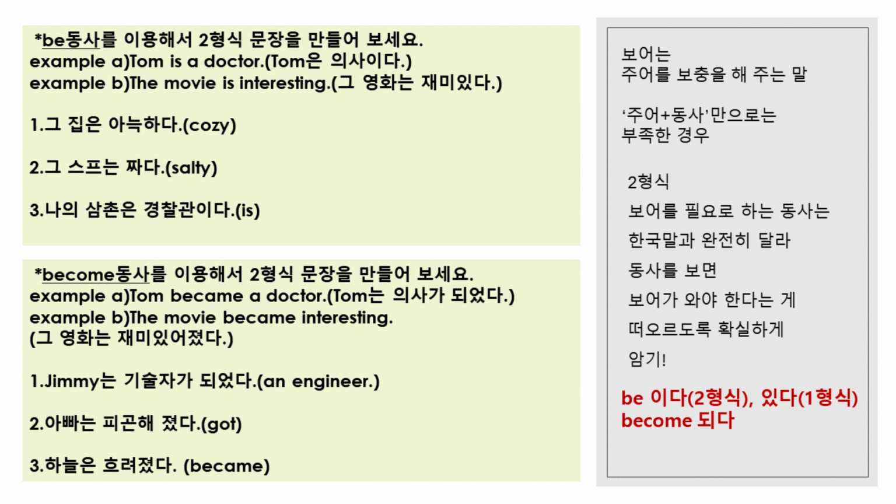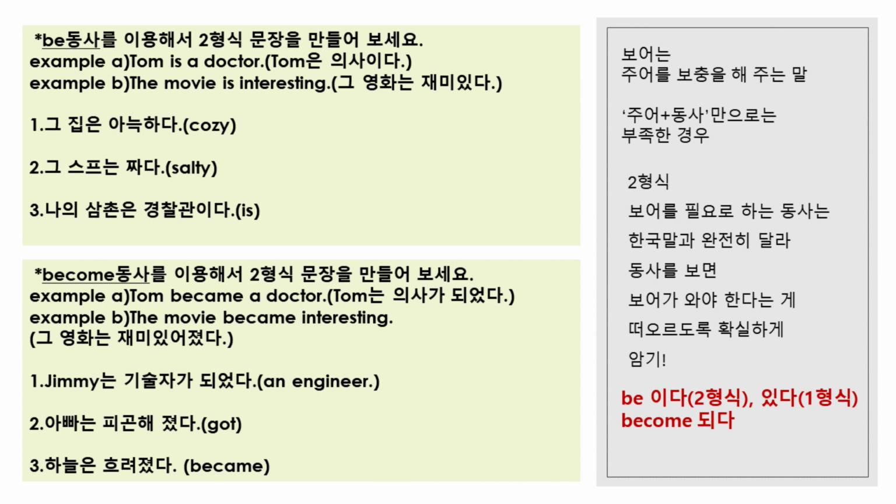Now, shall we make sentences using be and become? 1. The house is cozy. 2. The soup is salty. 3. My uncle is a policeman. Tom became a doctor. The movie became interesting.